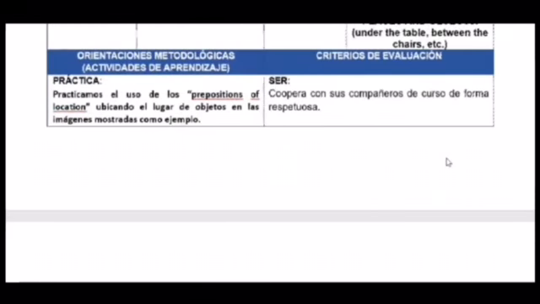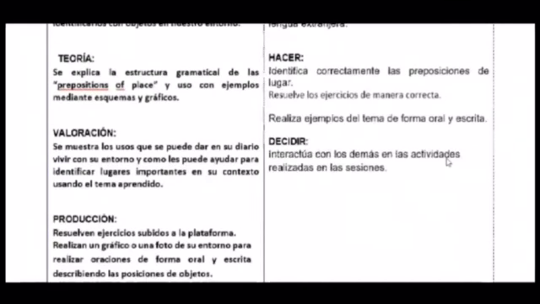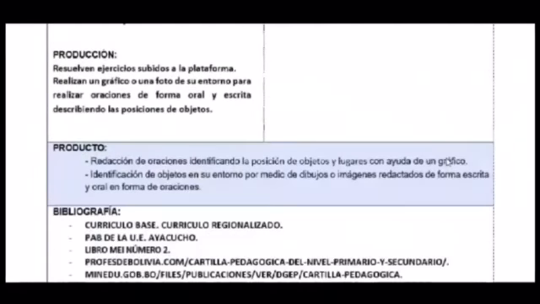After that, the evaluation criteria divided into be, to know, to do, to decide. For the product, we have to identify the location of some objects in an oral and written way. And at the end, we have the bibliography. That's all.